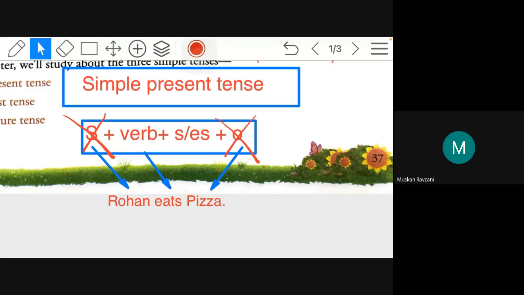Yes, sir. Yes, sir. Now, okay, one simple question. If you understood, one simple question I will ask.